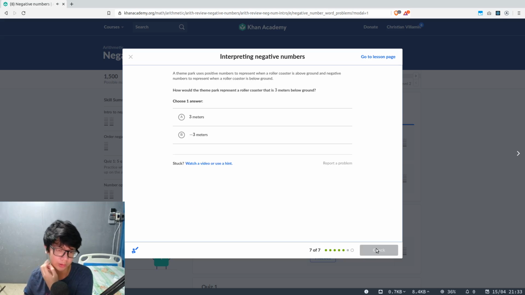I needed upgrading. A theme park uses positive numbers to represent when a roller coaster is above ground, and negative numbers to represent.